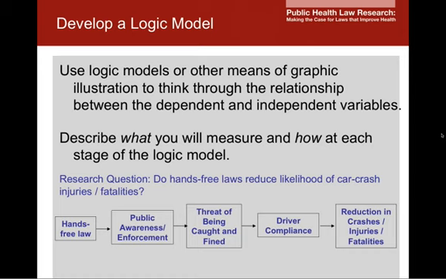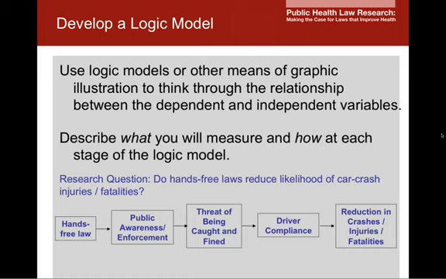One tool which can be helpful in working through the theory section of your proposal is a logic model. A logic model is a visual illustration of what you believe to be the nature of the relationship between the dependent and independent variables. So for example, here we use the research question which asks, do hands-free laws reduce the likelihood of car crash injuries and fatalities?